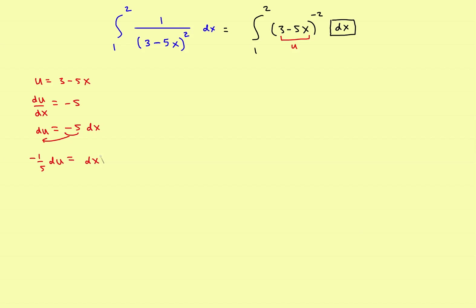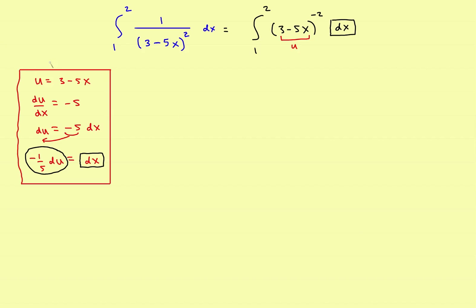Well, now you've got what you needed. You needed a dx, and you've got a dx all by itself. So trade it for what it's equal to, and it will be equal to this thing right here. So let's stick that in a little red box just to separate it. So here's the U-substitution part of the problem. So there is my U-substitution. Now what that does, that gets me down to this. That gets me down to the integral, and this becomes u to the negative 2, and I'm going to replace the dx with a negative 1/5 du.